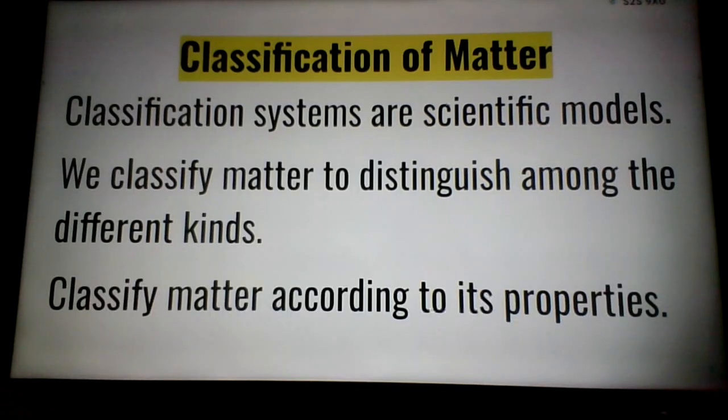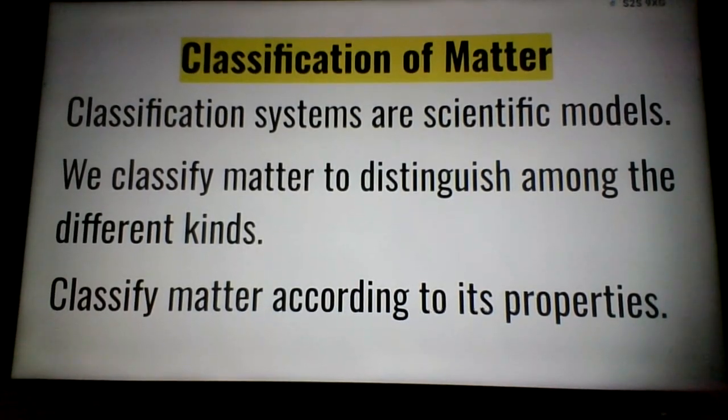We classify matter according to its properties, and that's basically how close together the atoms and the molecules or the particles are. In solids, those particles are much, much closer together. In liquids, particles are still pretty close together, but not quite up against each other. And in gases, the particles are very far apart and move a whole lot faster. And again, more about that in our next set of notes.